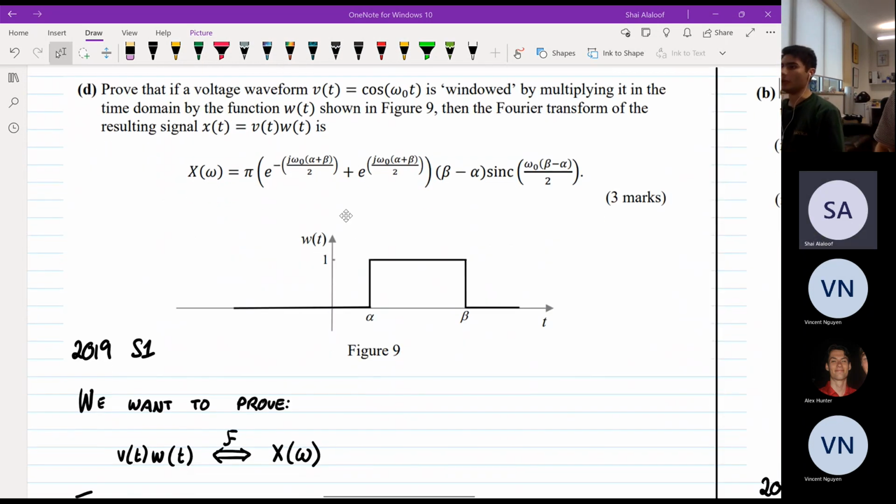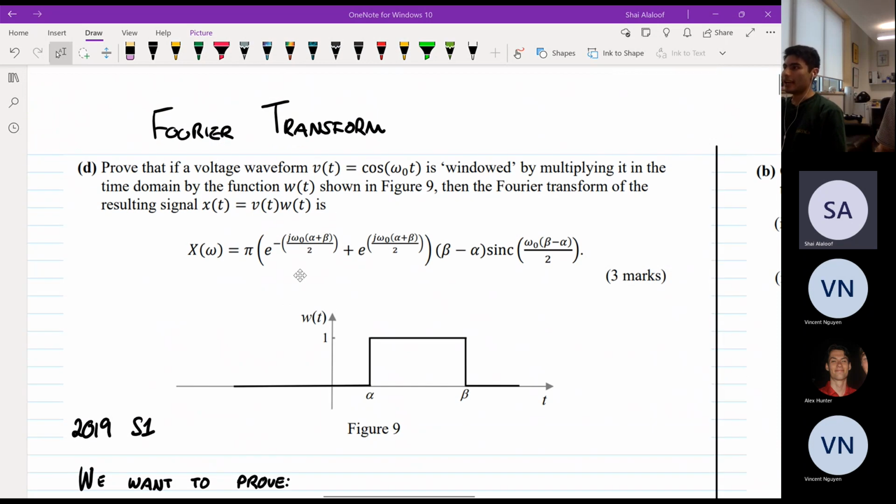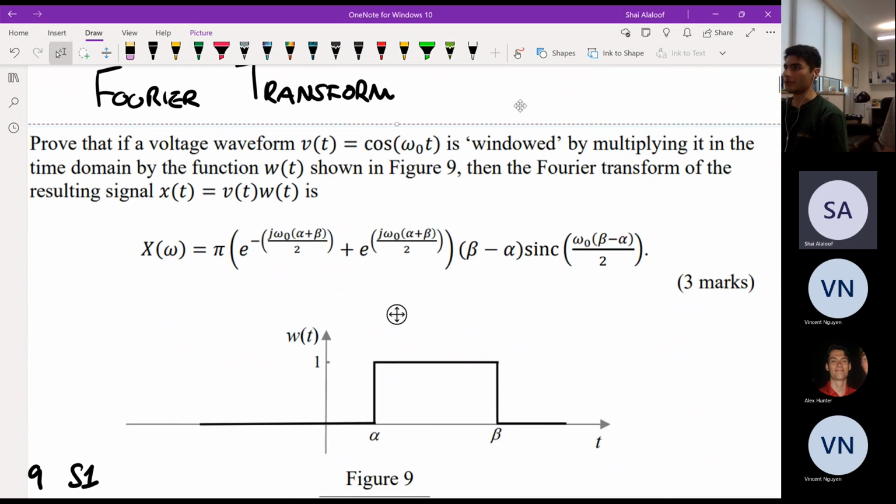That might look a bit daunting at first, but it's not actually too bad once you break it down, where it's just two exponentials and a sinc function. That's all. Now, you might notice at first that this function doesn't depend on omega, which is where I think it went wrong. You can see it's only got omega naught on there, which doesn't make sense.